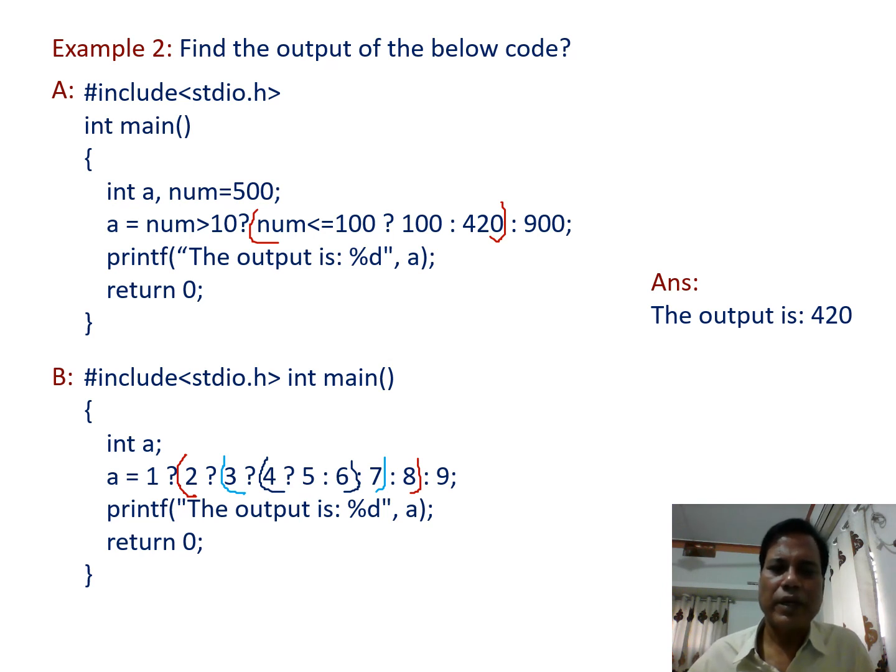Naturally, here in this condition 4 is always true, so the output is going to be the true part, that is 5. So when we run this program, this 5 is assigned to the variable a and we get the output. The output is %d, at this place the value of a, that is 5, gets printed. So the output of this code is going to be 5.